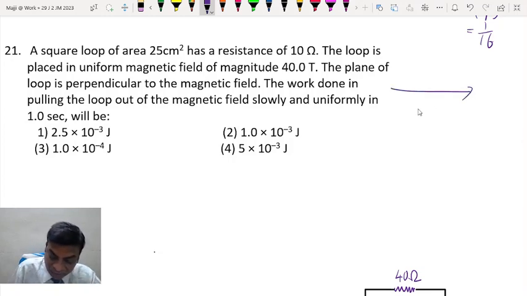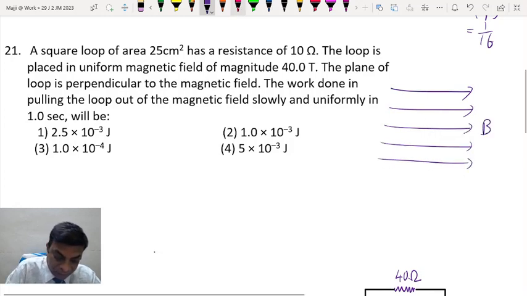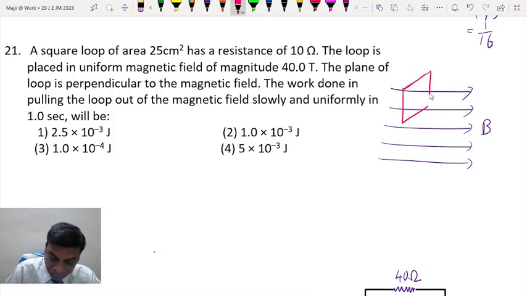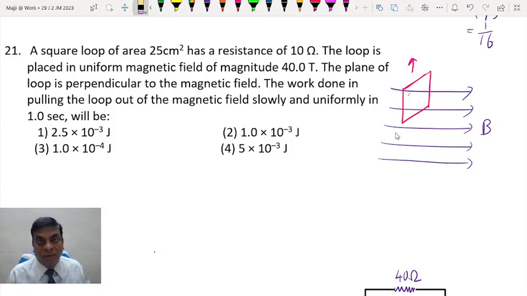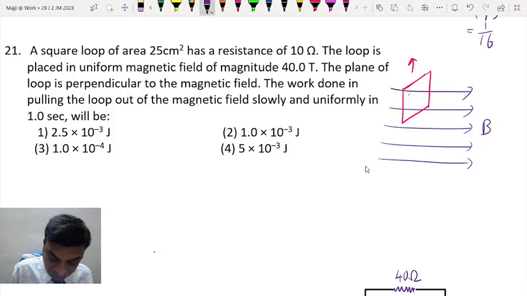Alright, so suppose this is the magnetic field here and the square loop is being pulled out in this way. Now, when the coil is well within the field, there is no induced EMF. So there is no current, and accordingly the initial magnetic moment is 0. So accordingly the potential energy initially is also 0.